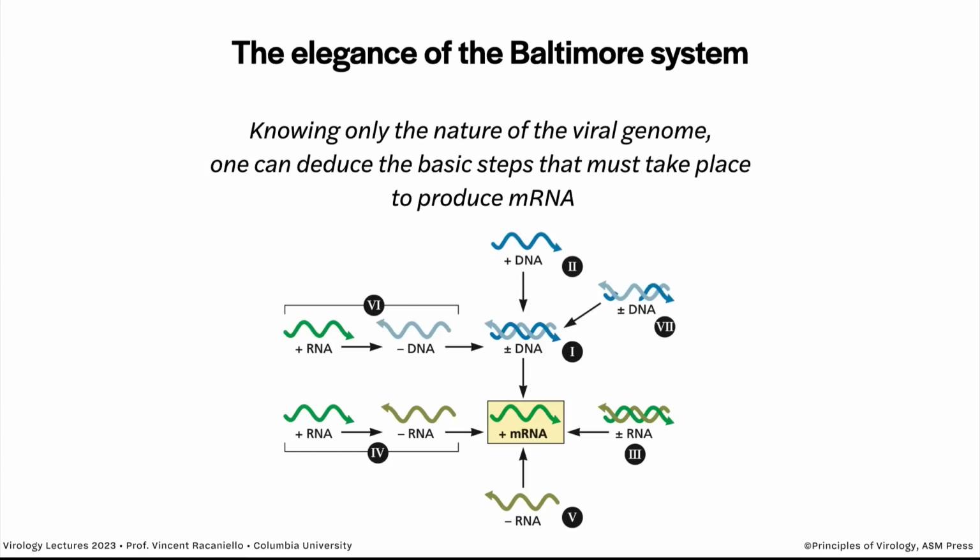Now, why I like the Baltimore system, I'm a big fan. So plaque assays I love, and right behind plaque assays, the Baltimore system, because it makes it easy to arrange all these different viruses. All you need to know is the nature of the genome. If I tell you plus RNA, you can immediately tell me how to get to protein from that, because if it's plus RNA, in theory, it could be translated directly. If I say plus DNA, you can tell me, well, it has to be made double-stranded DNA first, because only double-stranded DNA can be transcribed. So that's the beauty of this scheme, is you can get from the genome to mRNA.